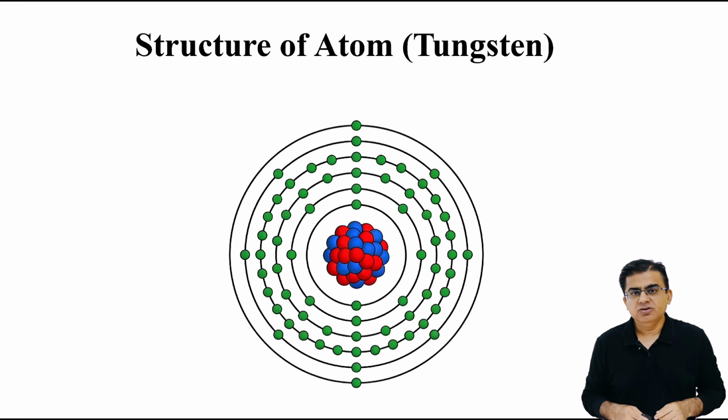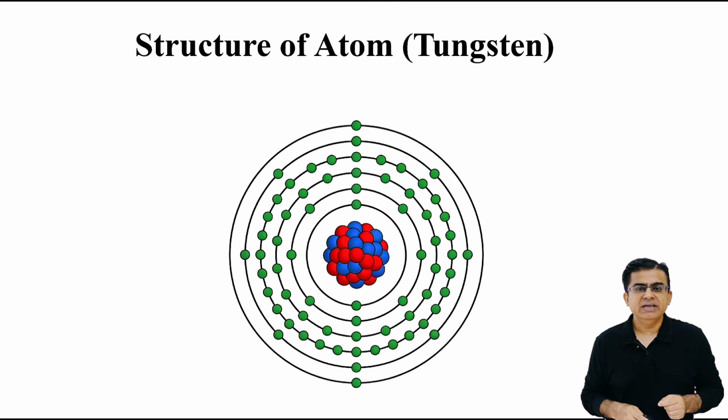Before I start explaining Bremsstrahlung and characteristic radiation, I want to revise the basic structure of an atom and the binding energy concept. It is important. I know many of you may already know it, but it is important to revise it right now. To understand X-ray production, we need to take tungsten as a typical atom.